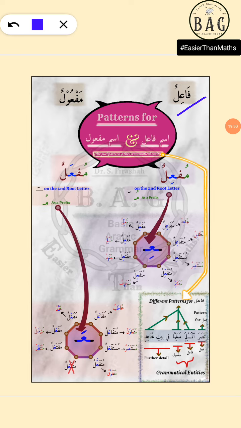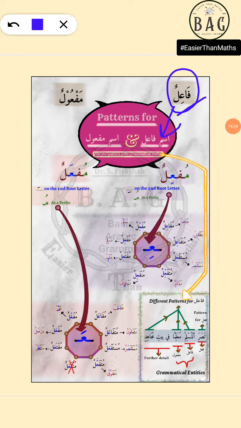Okay, you all know, or you guys are all familiar with the pattern, not the grammatical entity, but the pattern of fa'ilun. For example, hamidun, alimun, nasirun. All right, then what else do you have? Zakirun, shakirun, so on and so forth. All right, fa'ilun. This is a pattern for ism fa'il.